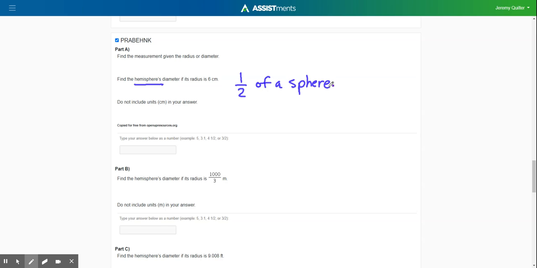So at the very end, you have to think about if you find the volume of a total sphere, you need to make sure that you take that volume and divide it in half. All right, please keep that in mind as you get going with this.